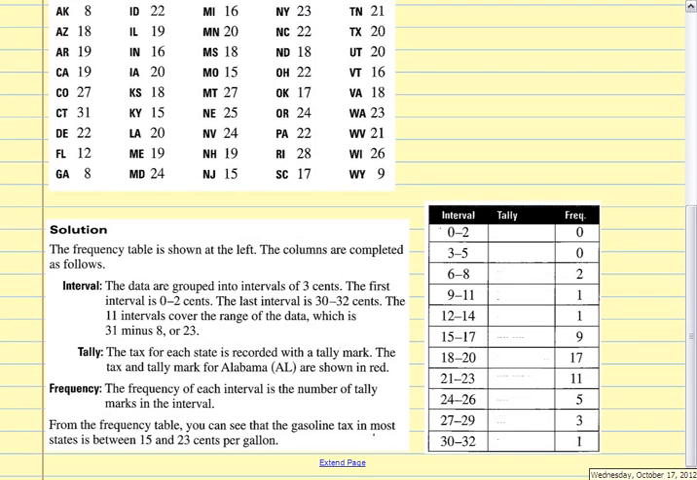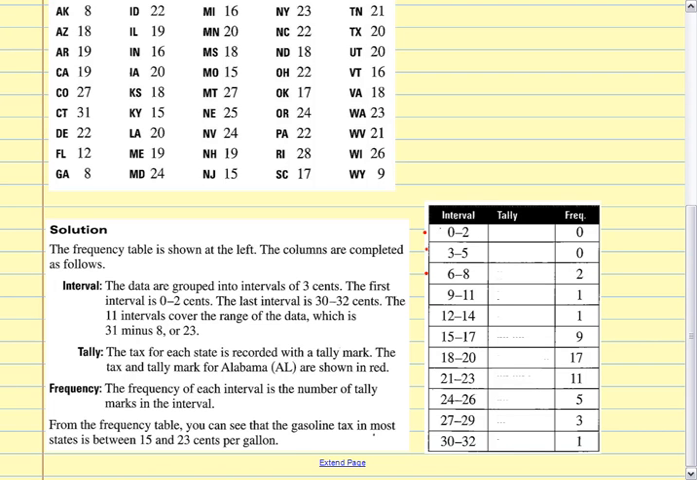Okay? And here's the solution. Here's what we do. The frequency table is shown at the left. I actually put it to the right. Okay? The columns are completed as follows. Do you see that these are intervals? That's 0, 1, and 2. That's 3, 4, and 5. That's 6, 7, and 8. How many numbers are in each interval? Raise your hand. Moreau? 3. And that is true with a frequency table. The intervals have to be the same.